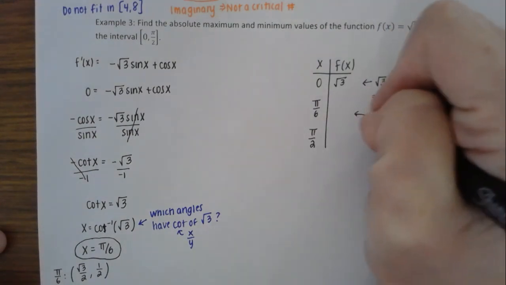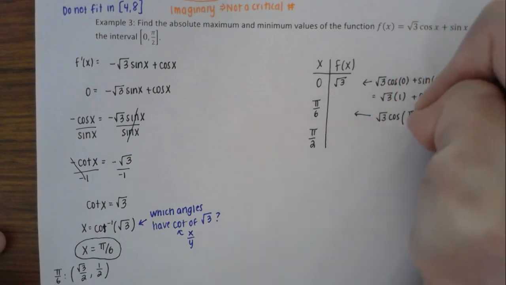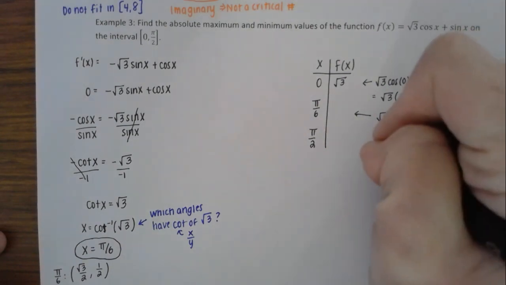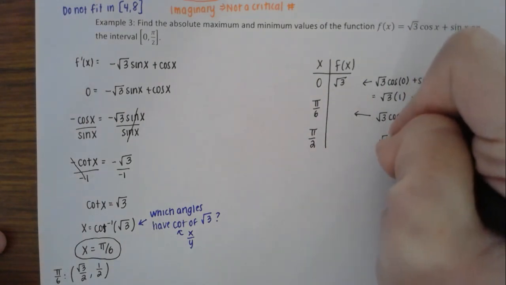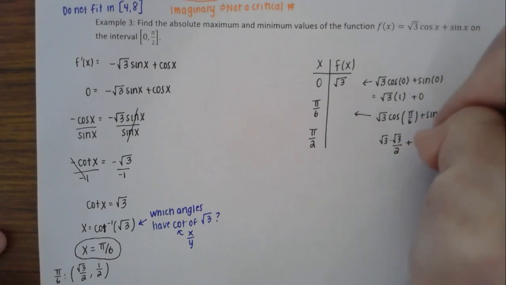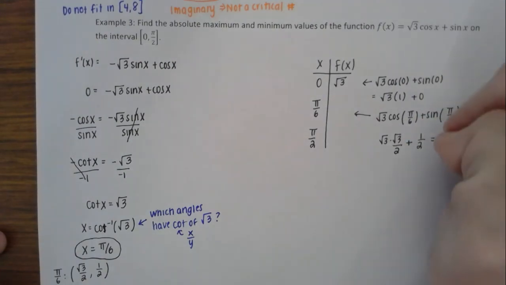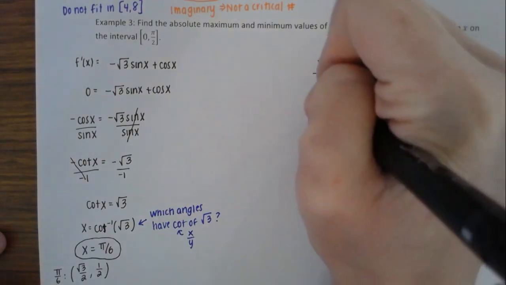For pi over 6, I'm going to do √3 times cosine of pi over 6 plus sine of pi over 6. And cosine of pi over 6 is √3 over 2. Sine of pi over 6 is 1/2. So when I multiply √3 times √3, that just leaves me with 3/2 plus 1/2. And that's going to give me 4/2, which is just 2.